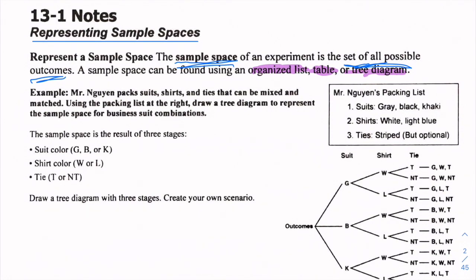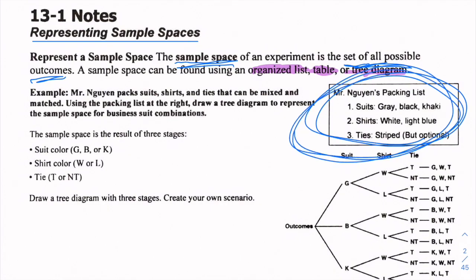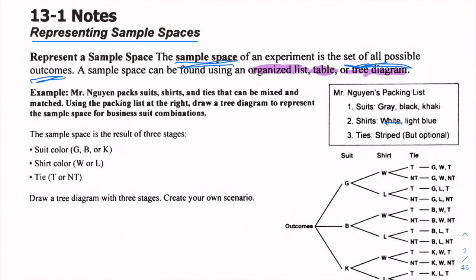First off, here's an example of a situation. Mr. Wynn packs suits, shirts, and ties that can be mixed and matched. Using the packing list at the right, draw a tree diagram to represent the sample space for a business suit combination. So you look over here at this little box. I have a gray, black, and khaki suit that can go with a white shirt or light blue. And for my ties, I have a striped tie, and this is optional, so I can go no stripe or striped tie. Looking to the left here, that's what that represents.